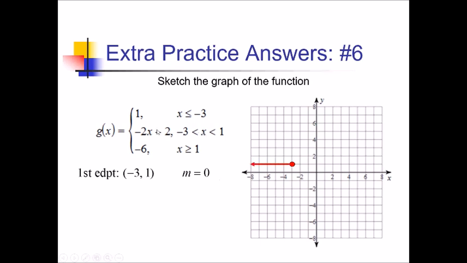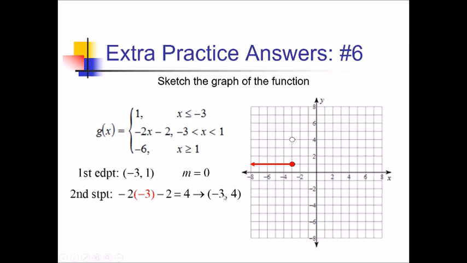Next, I have this middle rule here. I have to figure out the starting and ending points for this middle rule. To do that, I'll plug in negative 3 and 1 and see what y values I get back. So for the starting point for my second rule, I've got negative 2 times negative 3 minus 2, plugging in this leftmost x value for that rule. That's going to be 6 minus 2, which is 4. So that gives me the point negative 3 comma 4. And since we have no equals next to that negative 3, that means we have an open dot at the point negative 3 comma 4 up here.